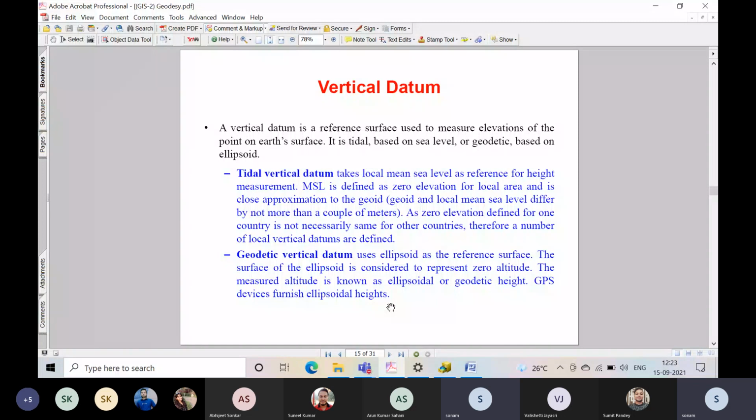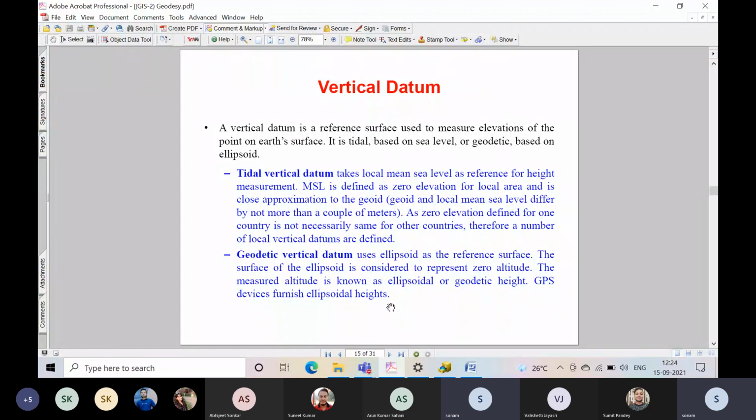The second one is the geodetic vertical datum. It uses the ellipsoid as the reference surface. The surface of the ellipsoid is considered to represent zero altitude. The measured altitude is known as the ellipsoidal or geodetic height. A GPS device furnishes ellipsoidal heights.